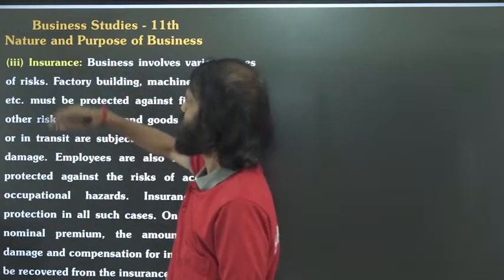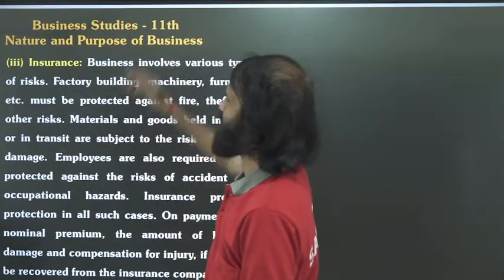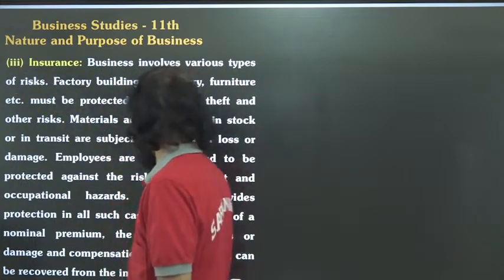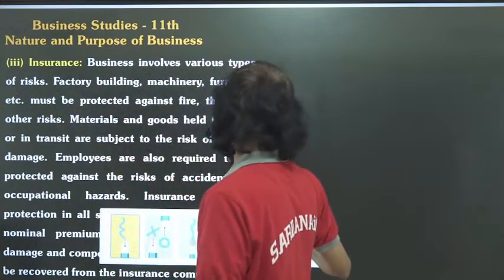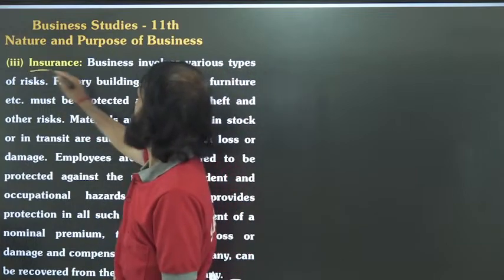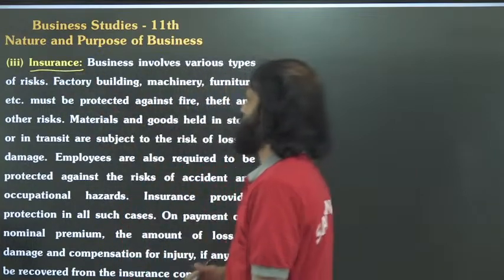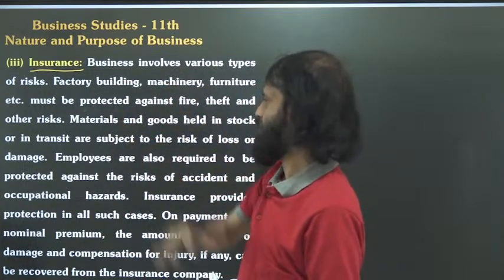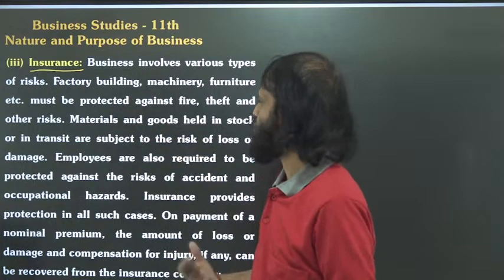Yes, we were doing the nature and purpose of business. Today we can check more about insurance. This topic is insurance. So here we are going to check about insurance. Business involves various types of risk. Yes, of course there are various types of risk.